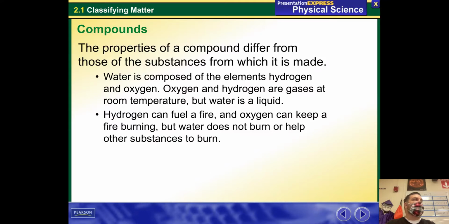And that's fascinating when you think about that. If I take hydrogen and light a match to it, it will explode. If I have a campfire and I blow a bunch of oxygen into it, it will increase the fire. But if I have a campfire and I pour water on it, it puts the fire out.